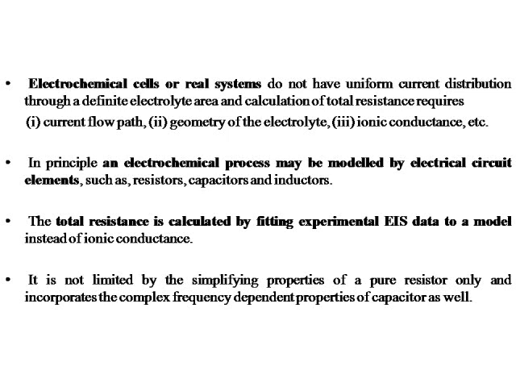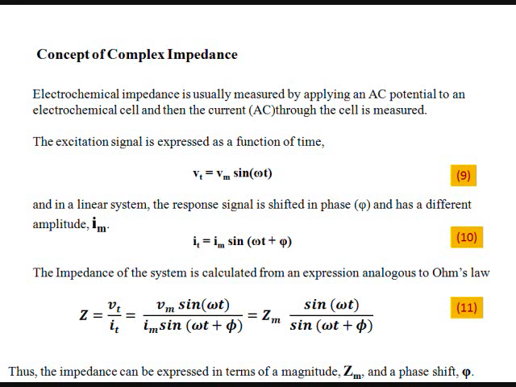Like resistance, impedance is a measure of the ability of a circuit to resist the flow of electrical current. But unlike resistance, it is not limited by simplifying properties of a pure resistor only, and incorporates the complex frequency-dependent properties of a capacitor as well. Electrochemical impedance is usually measured by applying an AC potential to an electrochemical cell, and then the AC current through the cell is measured. The excitation signal as a function of time is expressed by equation 9.